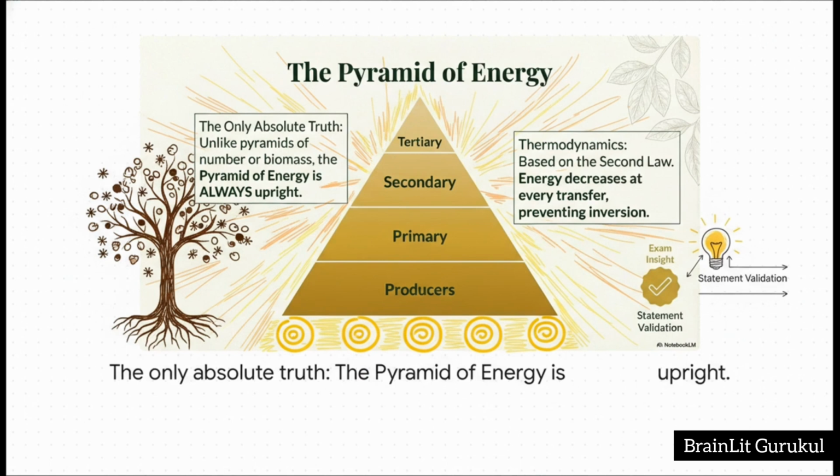Now this brings us to what is pretty much an absolute law in ecology. Sometimes you can get a weird upside-down pyramid of numbers or biomass, like imagine one giant tree supporting thousands of tiny insects. But a pyramid of energy? No way. It can never be inverted. Because you're always losing energy at each step, the base has to be the biggest. That's a critical concept, especially for those statement validation questions.